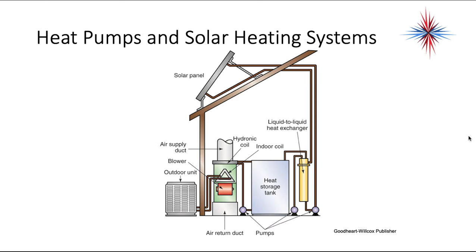Sometimes heat pumps can be tied into solar heating systems. Okay, so what we can do sometimes is use a solar panel to heat some brine solution, and we can use a heat storage tank such as a hot water heater type storage tank. We can put a hydronic coil on top of the system, and when we need auxiliary heat, we can start circulating that heat storage tank solution through the hydronic coil.